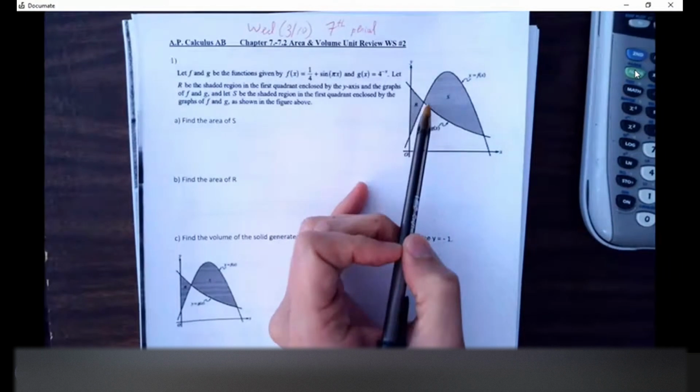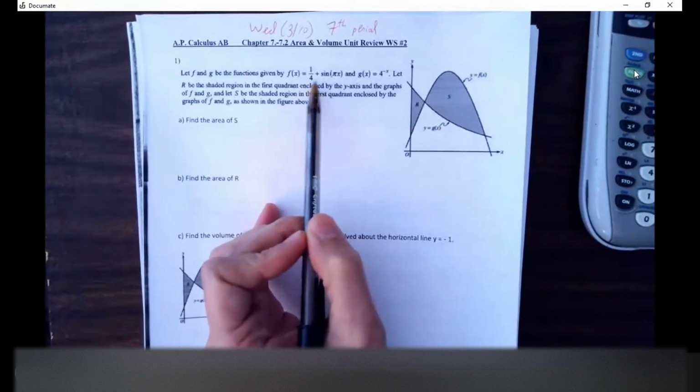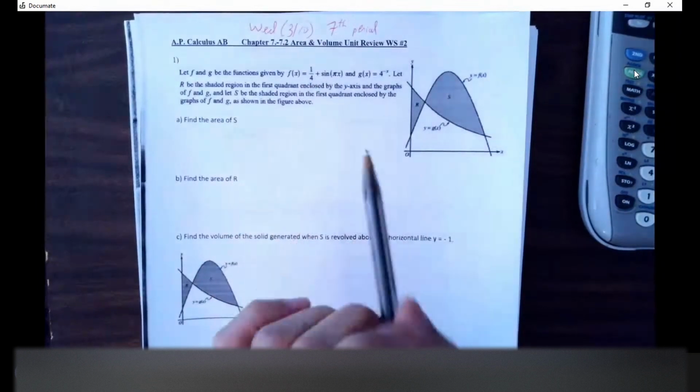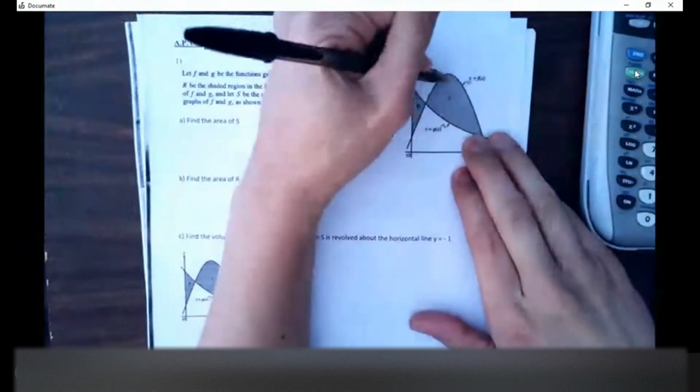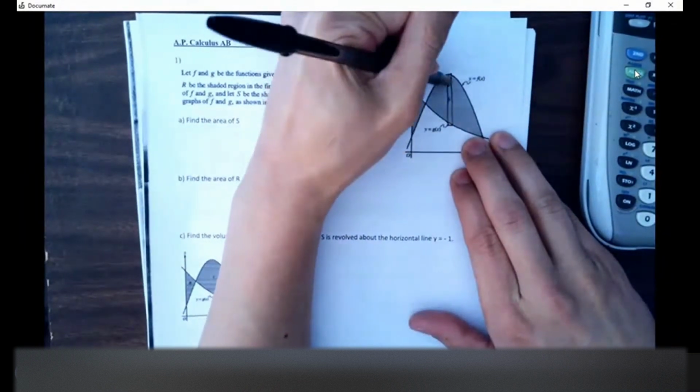Okay, so part A, find the area of S. All right, so we can tell that here in region S, our functions are given to us as y equals, everything's in terms of x. So this is perfectly set up for top minus bottom. So I think we can just rely on top minus bottom to get to the area.